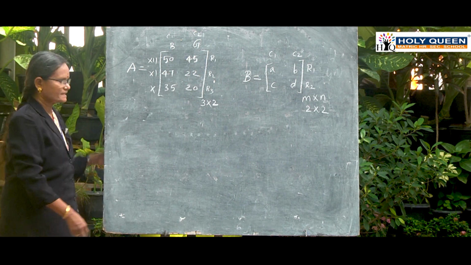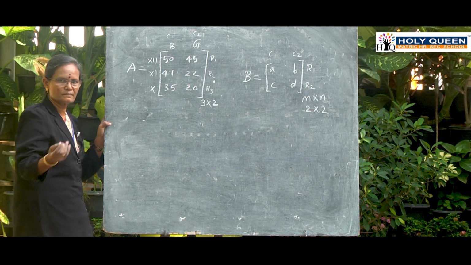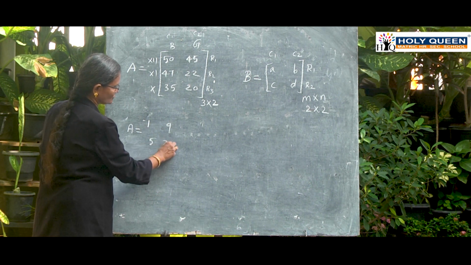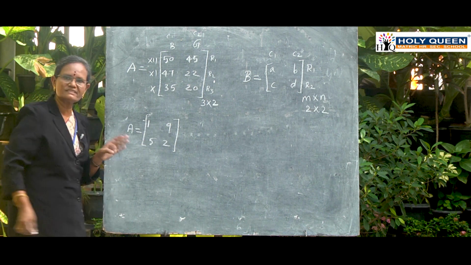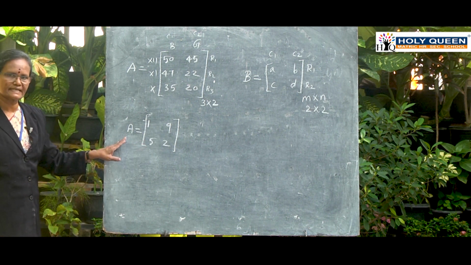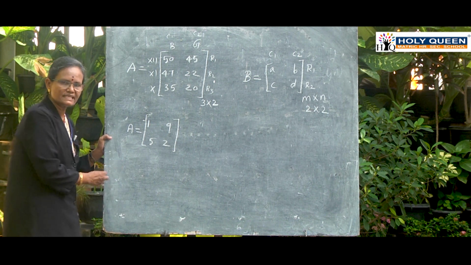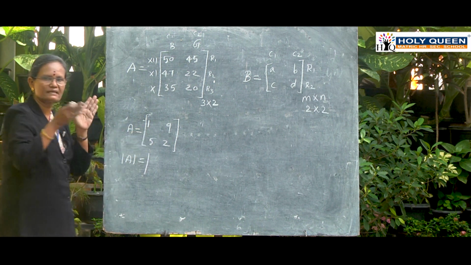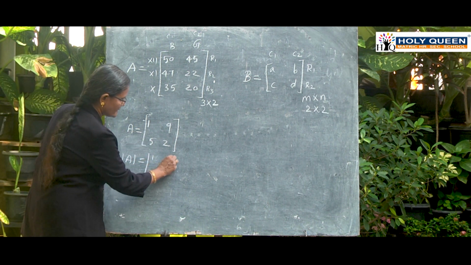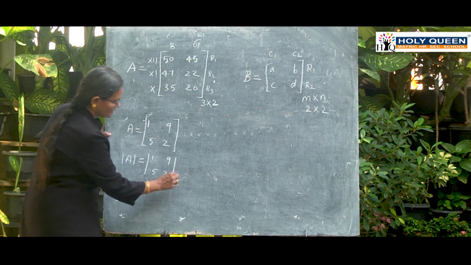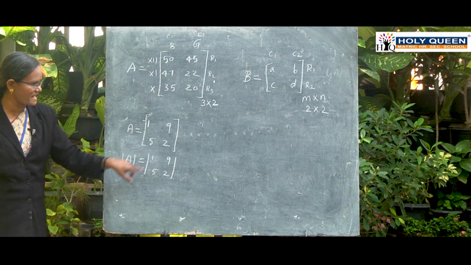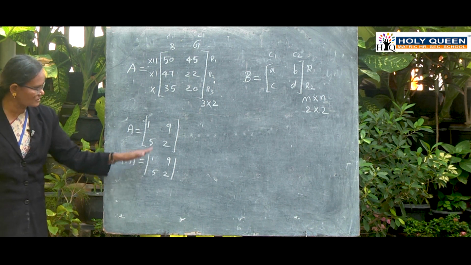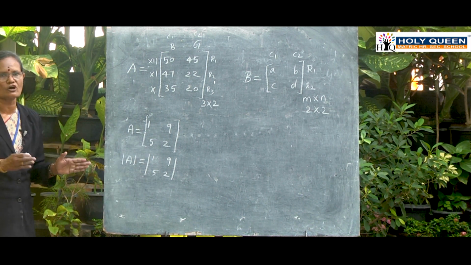Next one, determinant. Here we have one matrix A equal to 1, 9, 5, 2. All the elements are covered within the square bracket. This is called a matrix. What is a determinant? A determinant has all the elements covered within parallel lines or vertical lines: 1, 9, 5, 2. This is the difference between the matrix and the determinant. A matrix has all the elements covered within the square bracket, but in a determinant all the same elements are covered within vertical lines or parallel lines.